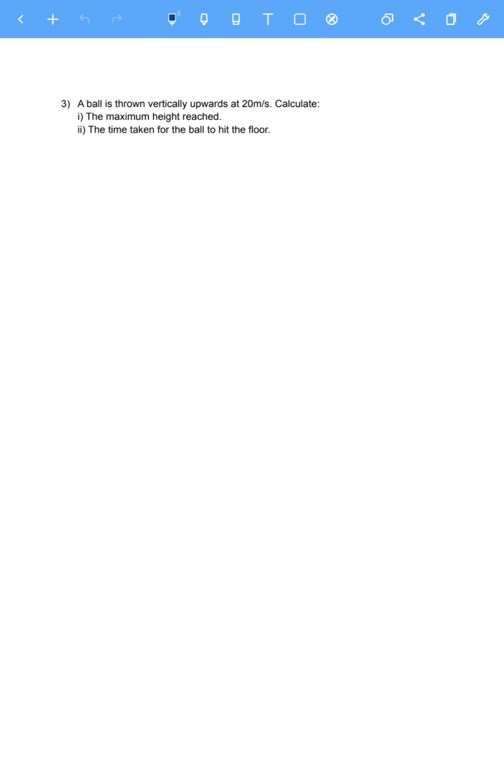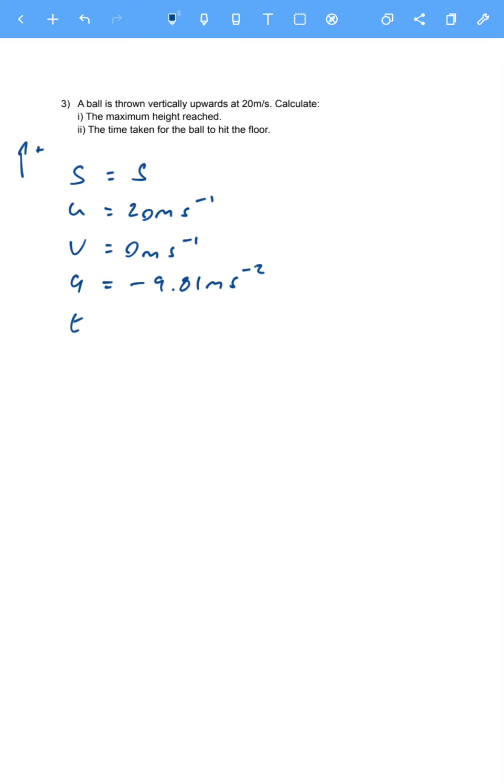So again, we're going to do SUVAT, but this time the ball is being thrown upwards. So what I'll do is take up to be positive. So the displacement, that's part A, we're trying to find that out. The initial speed is the vertical speed upwards, which is 20 meters per second. And the final velocity: when the ball reaches its maximum height, it's obviously going to stop moving vertically, so its final velocity is 0 meters per second. The acceleration is the acceleration due to gravity, but it is negative, so that's minus 9.81 meters per second squared.